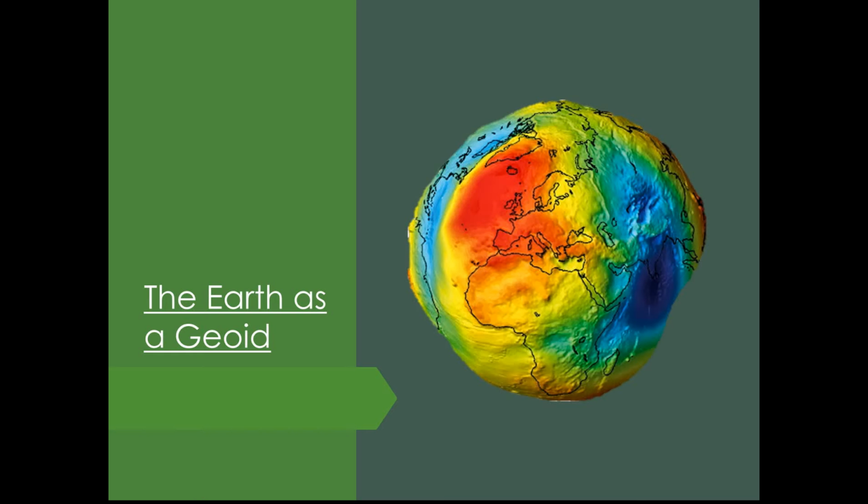False coloring here on this model shows us that where the surface is dark blue, the Earth is more dense, and red is less dense. This does not change the fact that gravity is constant. So what is this? Well, like it says right there, it's a geoid.